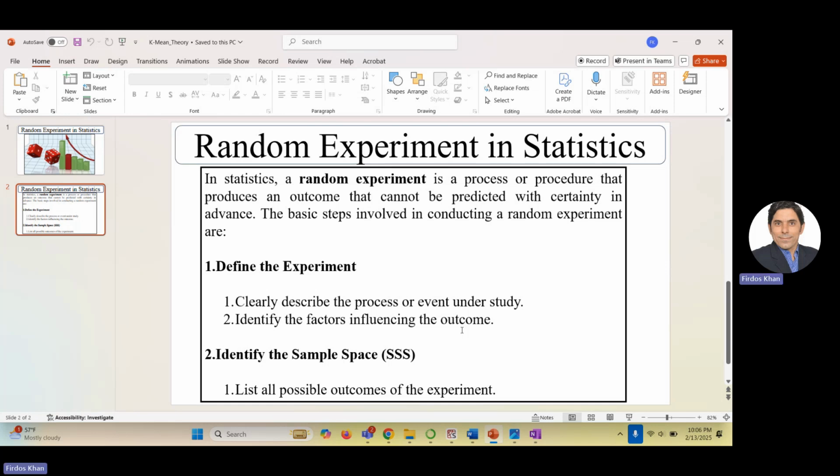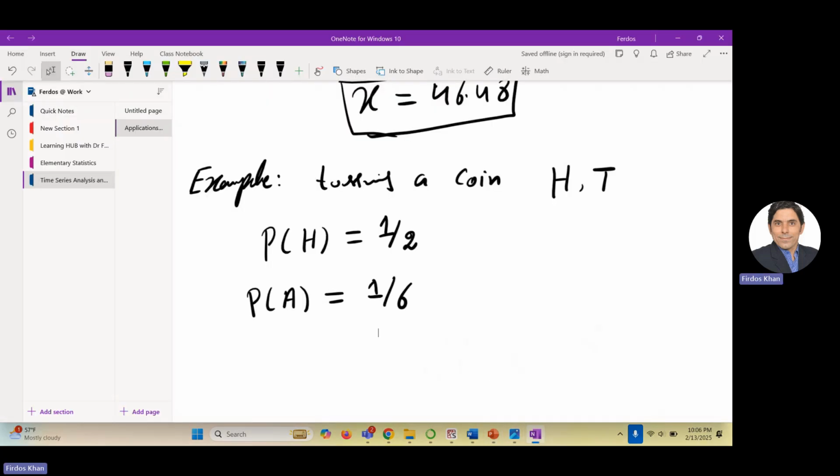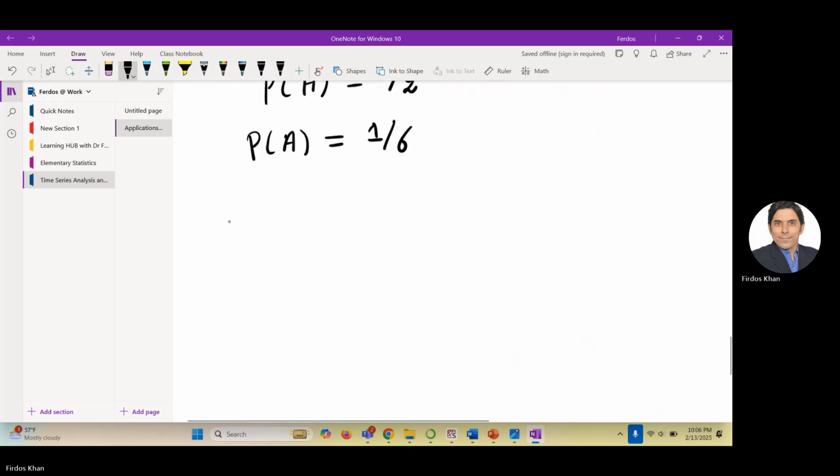Now you can list the sample space. So let's do this for our experiment, I mean, for the first experiment of tossing a coin. Suppose we toss a coin 2 times.